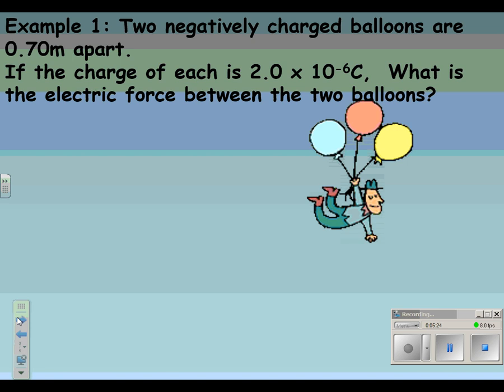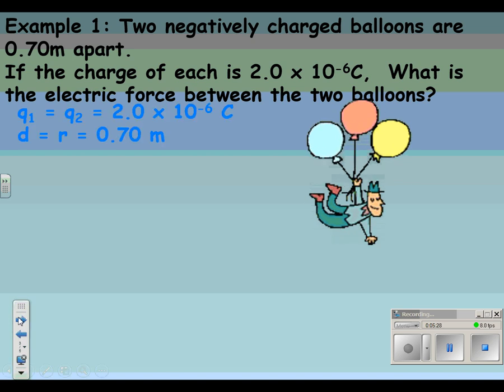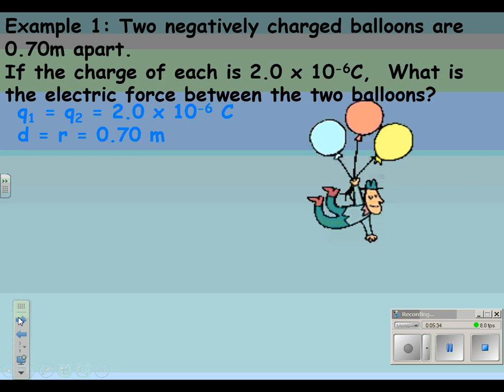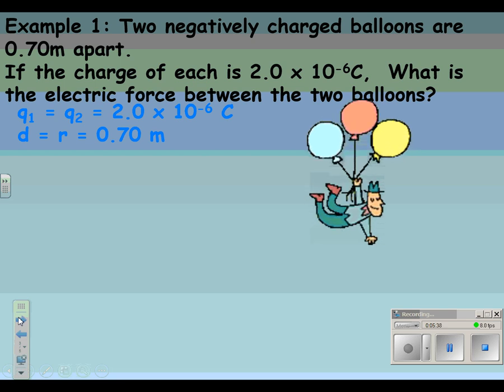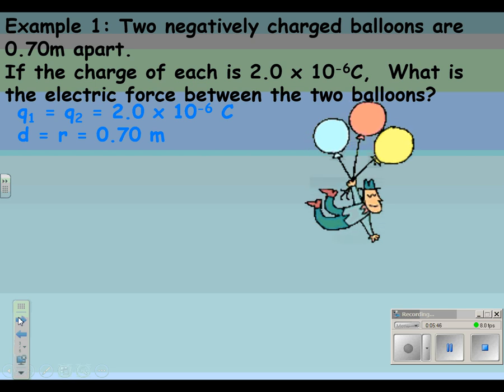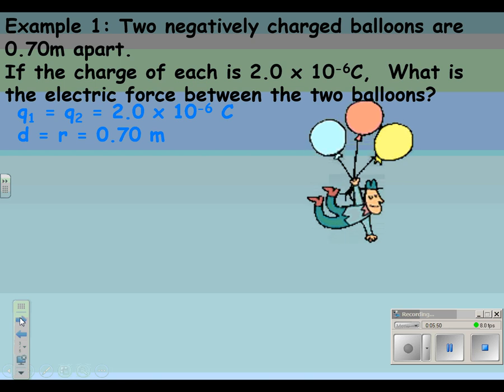So I'm going to go ahead and first write my variables. I know that Q1 and Q2 are both 2 times 10 to the negative 6 coulombs. I know my D value or my R value. I sometimes write it as D, so you might see it as K Q1 Q2 divided by D squared. So just FYI, because I kind of look at it more as a distance between the two, because R has been used for radius and other things, so I typically use D, just so you know.